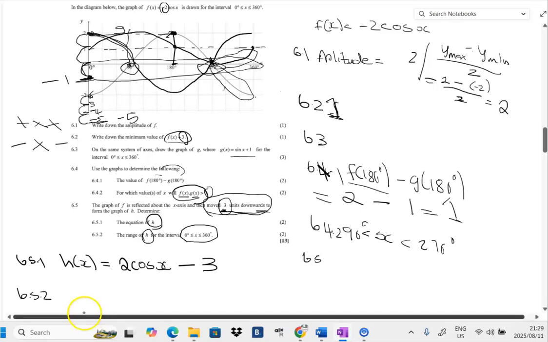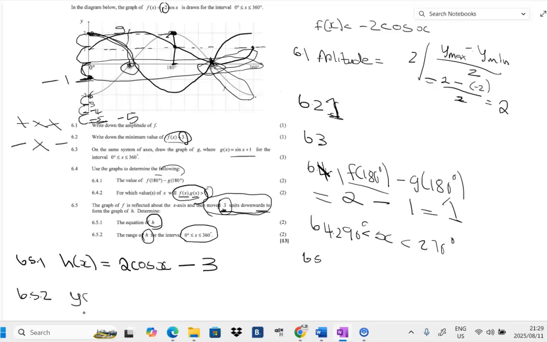So our range is going to be, y is an element of real numbers, or we can say it is an element of -5 to -1. Okay.